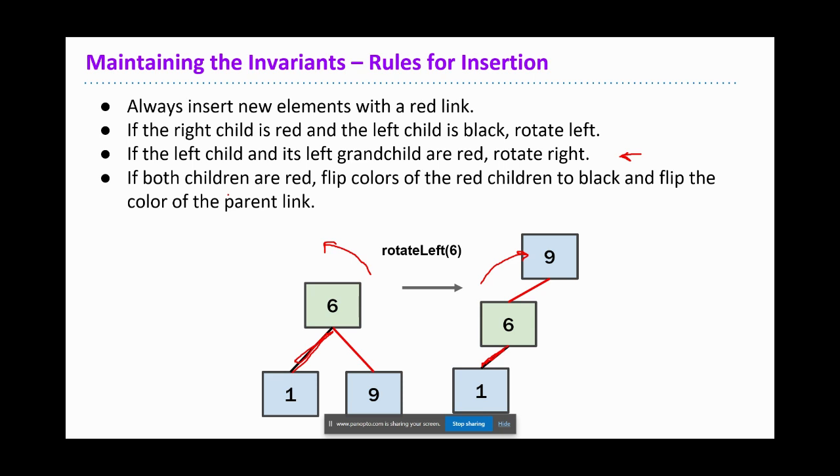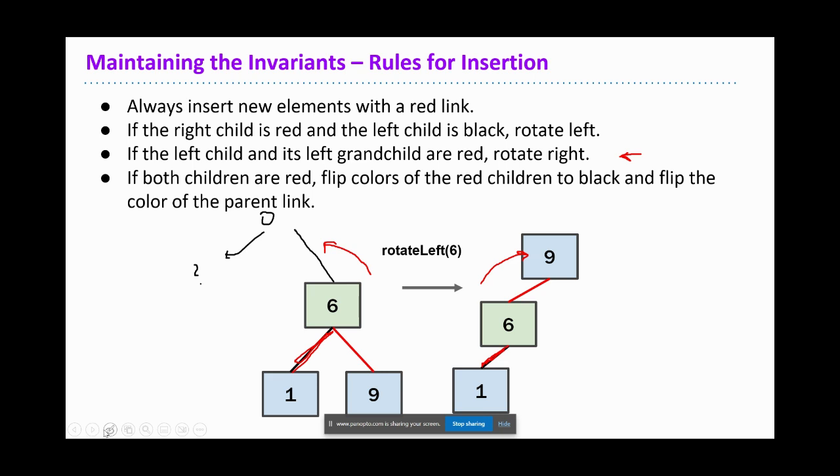If both children are red, flip the colors of the children to black and flip the color of the parent link. So I'm going to make this diagram a little bit bigger so that we can see a larger picture. Say the node at the top of this is like 0 or something, and then it goes on to whatever else is on the other side of the tree.